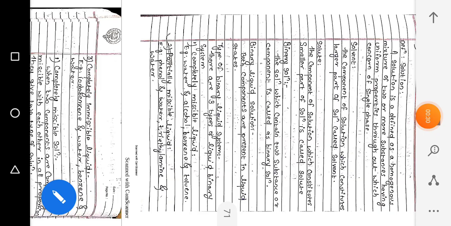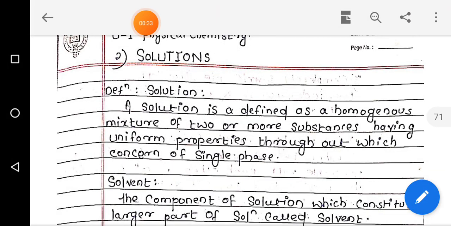We know that the solution is the what? When solute is mixed in the solvent, then there is a formation of the solution. So these two quantities are key for the formation of the solution. Solute is always present in a small proportion compared to the solvent. Solvent is always present in the maximum proportion compared to the solute. And the solute can be mixed in the solvent, so there is the formation of the solution.